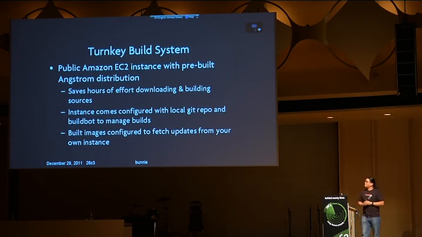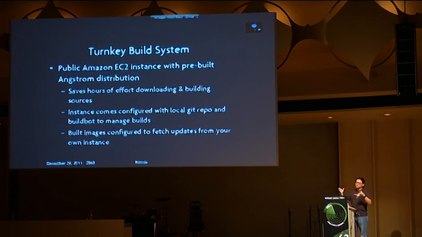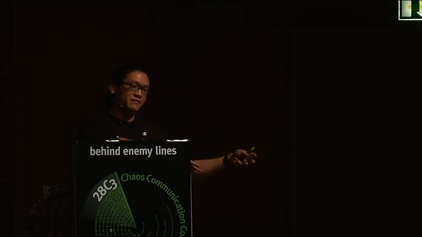Also, we provide a turnkey build system. We have a public Amazon EC2 instance with a pre-built Angstrom distribution. It's great that you can get source, but the problem is if you want to build the kernel, Qt, X, and everything, you're downloading source for 7 hours, and then building for another 7 hours, and then you find out it doesn't work, you misconfigured something, and you're waiting another 7 hours to just get going. It's a big pain. So what you can do is go to Amazon and use our public AMI, and it comes up, and essentially it's like we handed you the keyboard from our dev environment, and you can go from there with a pre-built image.